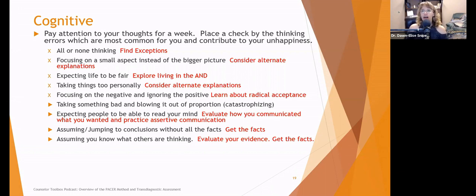So for her, she was having a lot of all or nothing thinking. If I don't pass this exam, I'm going to fail and I'm going to drop out of college. Focusing on small aspects of the problem instead of the bigger picture, looking for reasons why she didn't get into her sorority.